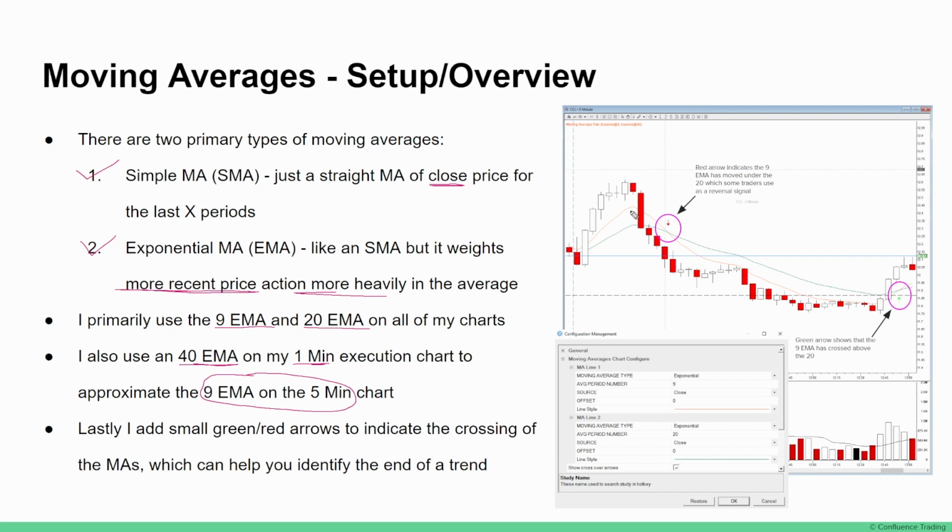So if you look at this chart, the orange line is the 9 EMA and the green line is the 20 EMA. This little arrow just indicates that the 9 has now crossed under the 20. And that's really just a decent indication that trend or momentum has changed. Again, this isn't a strategy lesson, but that's just how I set up moving averages on my chart.